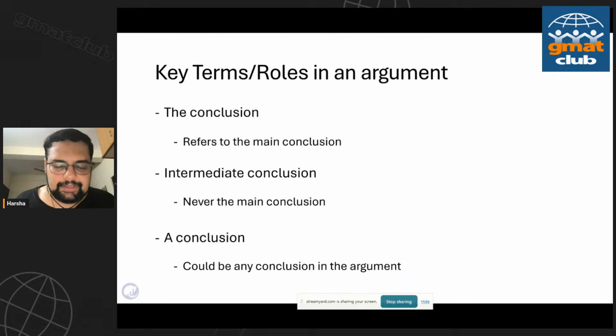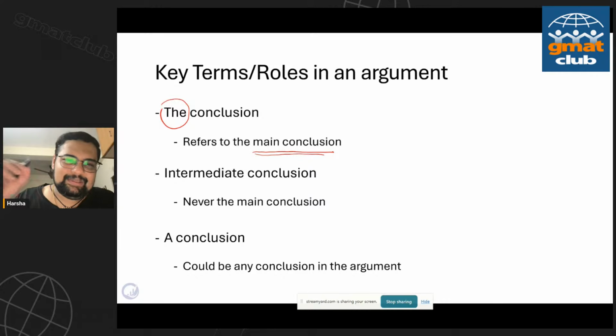Another key trick point that we sometimes see in boldface questions is in answer choices, you'd see all these terms. Whenever you see the conclusion, that is always referring to the main conclusion. Typically, let me not use the word always, have a flexible mind. Typically, the conclusion refers to the main conclusion. When you see the word intermediate conclusion, it's pretty much never the main conclusion.